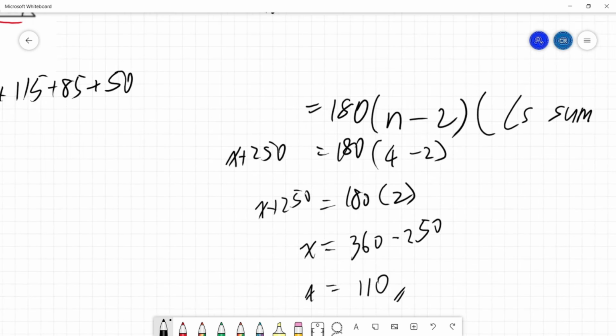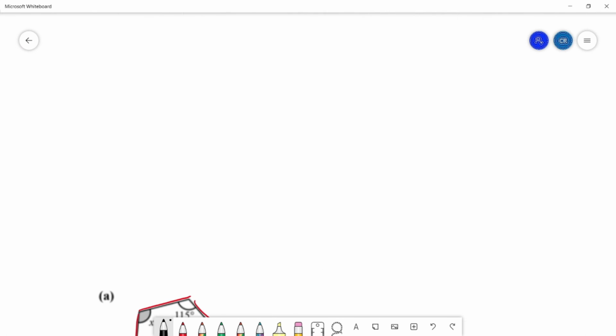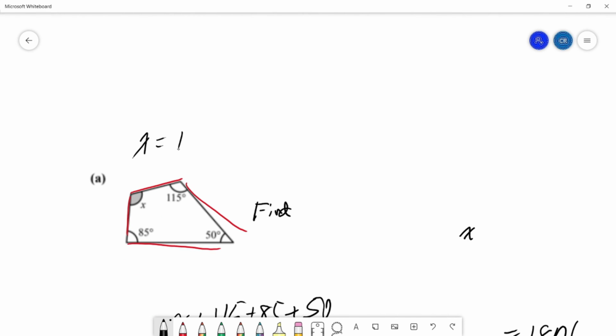So we can test that. Let's go back. We know that x equals 110. So 110 plus 115 plus 85 plus 50 equals 360. So yes, it does equal 360, and that is how you use it in a practical sense, like in your homework.